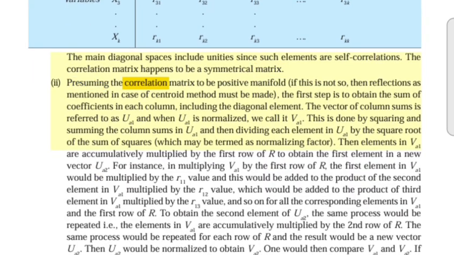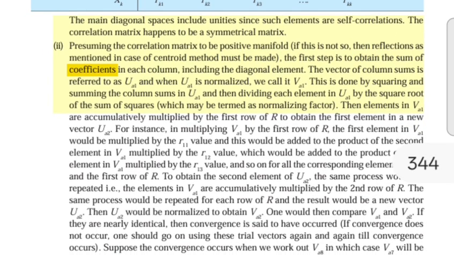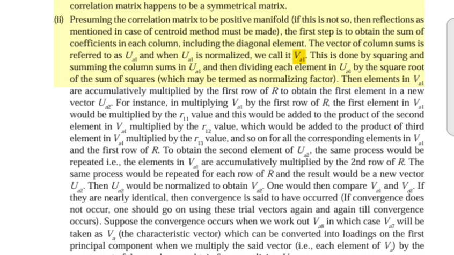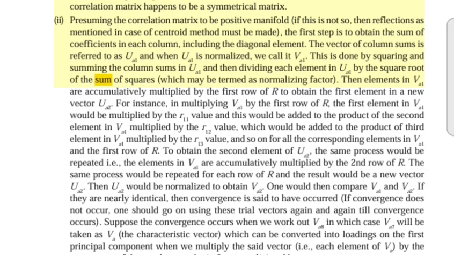Presuming the correlation matrix to be a positive manifold. If this is not so, then reflections, as mentioned in the case of the centroid method, must be made. The first step is to obtain the sum of coefficients in each column, including the diagonal element. The vector of column sums is referred to as Ua1, and when Ua1 is normalized, we call it Va1. This is done by squaring and summing the column sums in Ua1 and then dividing each element in Ua1 by the square root of the sum of squares, which may be termed the normalizing factor.